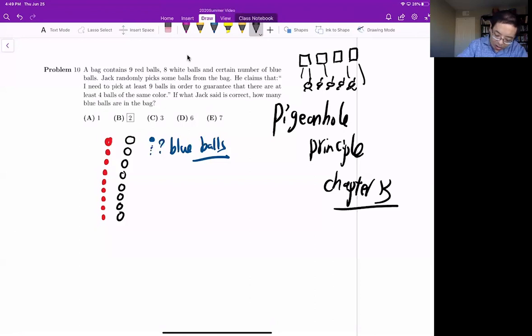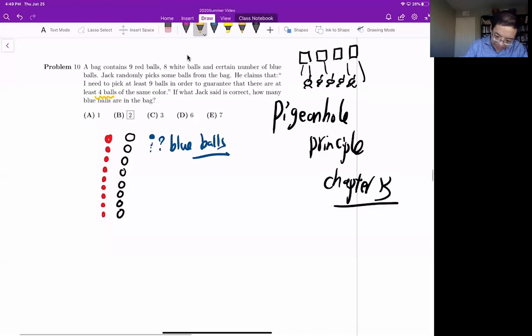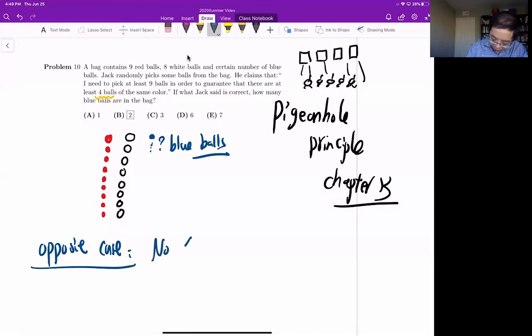Now, because you want to guarantee at least 4 balls of the same color, right? All right. So what we can think of is the opposite. How can you choose balls so that you're not going to get 4 balls of the same color? So let's think of the opposite case, which is no 4 balls of the same color.